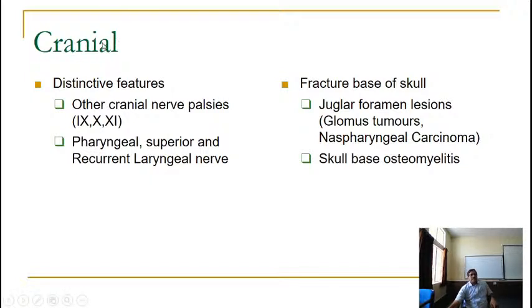Then, as it comes out through the cranial region, usually the fracture of the base of skull, or jugular foramina lesions like the glomus tumor, the nasopharyngeal carcinomas, and skull base osteomyelitis. These are the conditions in the cranial region, where the 9th, 10th, and 11th cranial nerves are together affected.